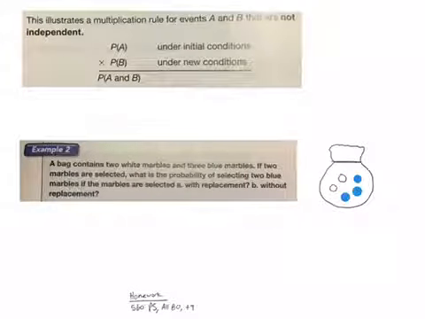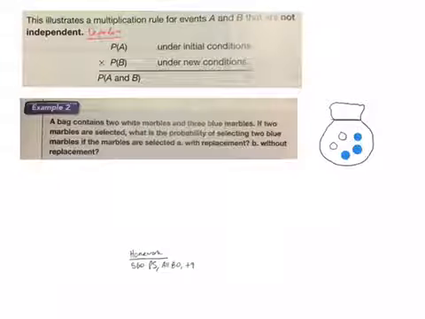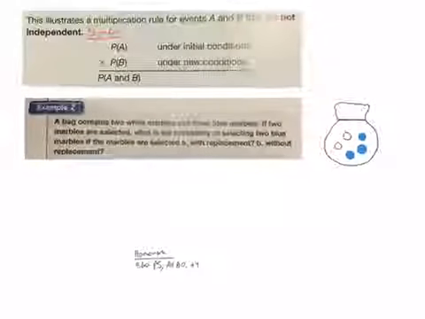So this kind of illustrates the multiplication rule of events A and B that are not independent, which we call dependent. So not independent means that they are dependent. So if you want to find the probability of dependent events, you take the probability of A under the initial conditions, and you multiply it by the probability of B under the new conditions. So let's try one more, using this concept.